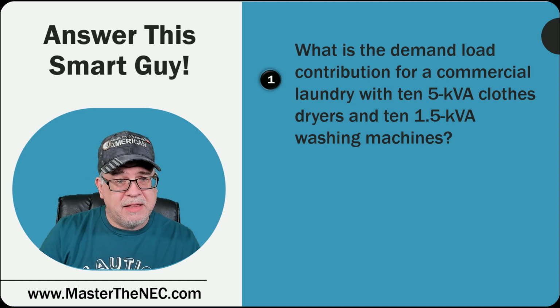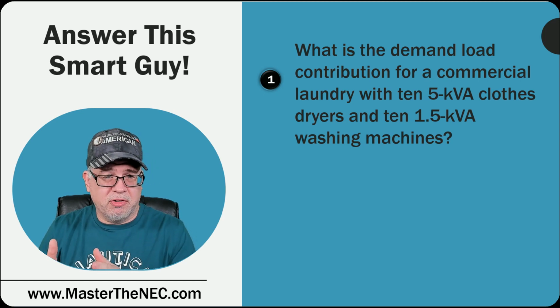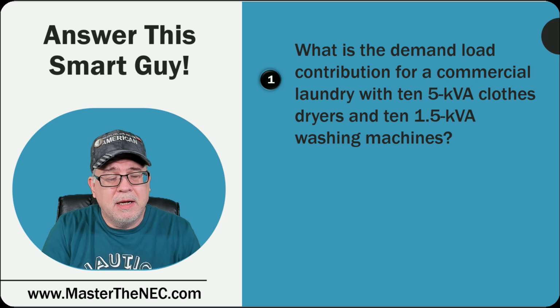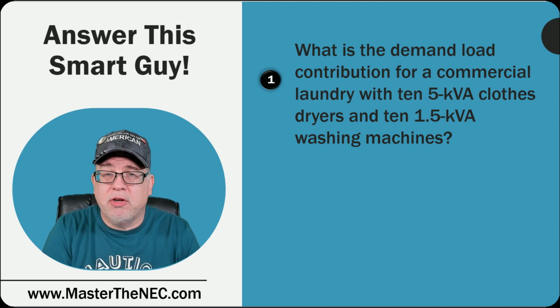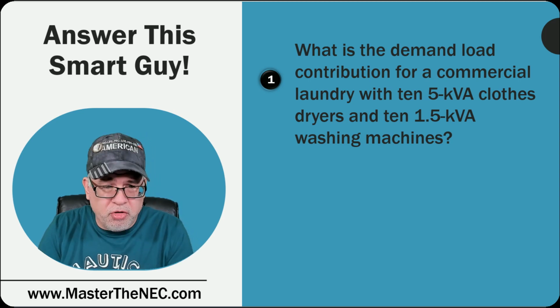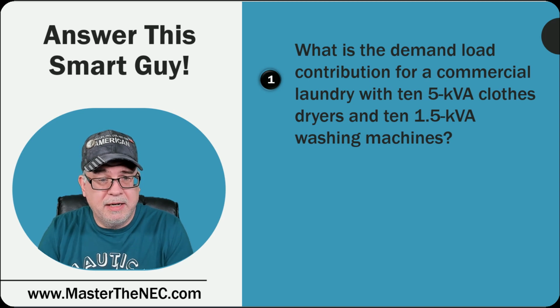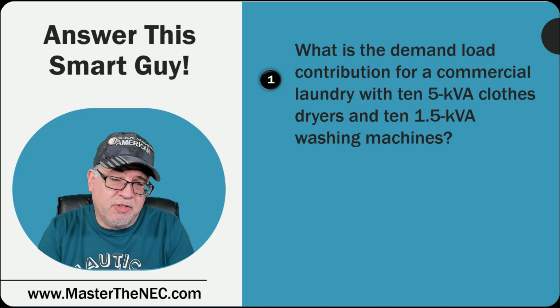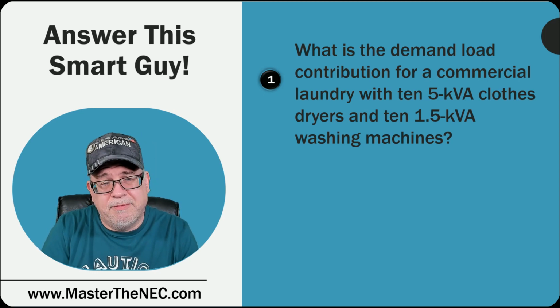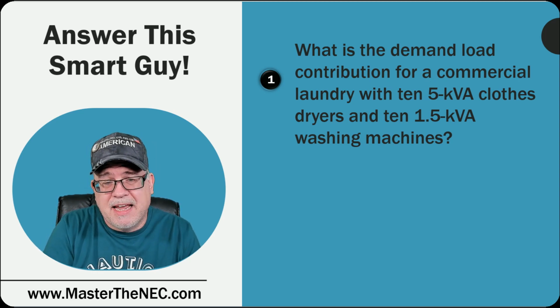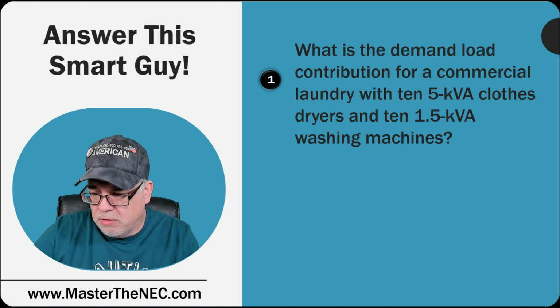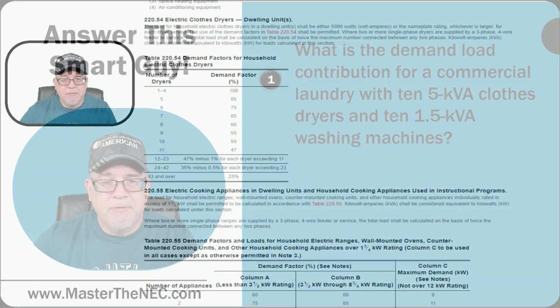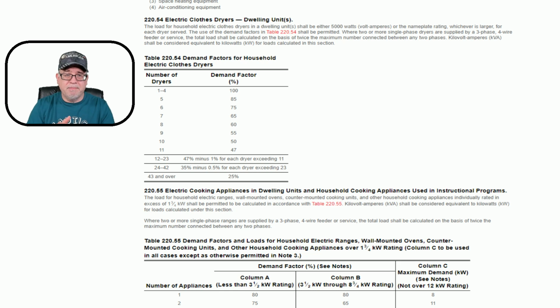Well, in your mind, the first answer might be, well, sure, there's a table at 220.54. However, that only applies to dwelling units. It doesn't apply to commercial applications like a laundry. So before you go down that rabbit hole, it's important to understand that if you look at 220.54, it clearly states that that is only for dwelling units. And it's right there. It says electric clothes dryers for dwelling units.